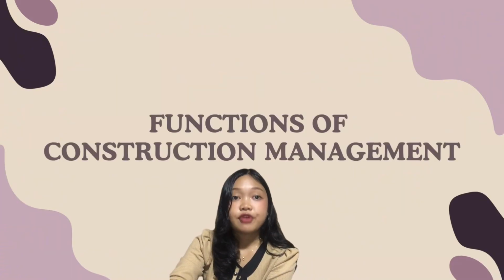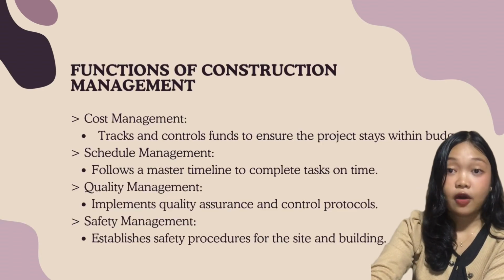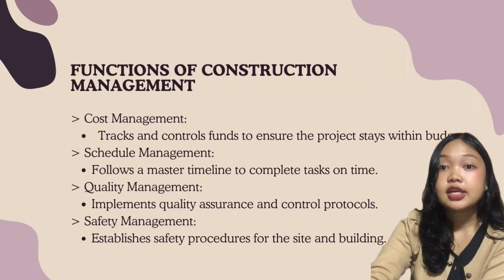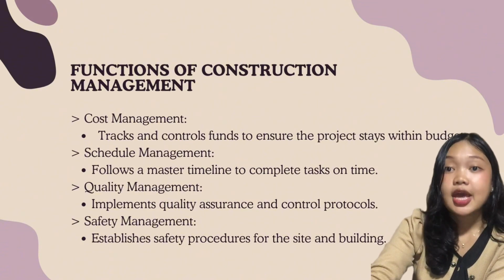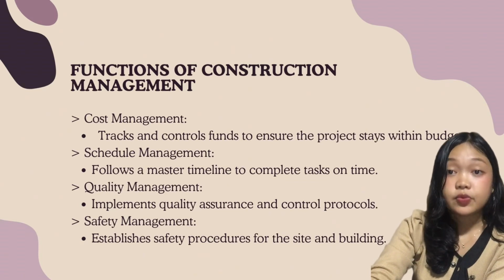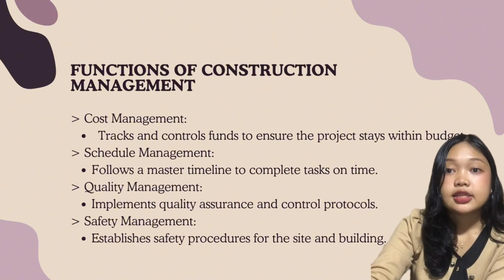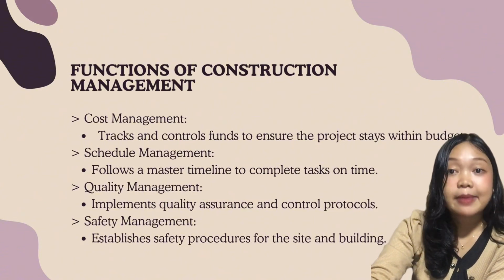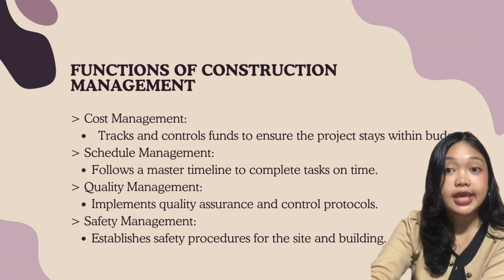So, what are the functions of construction management? Construction management consists of the following functions and tasks to fulfill the objectives and requirements of the construction project. The first one is cost management. It tracks and controls funds throughout the construction process to ensure it stays within the allocated budget. The second one is schedule management. It maps out and consistently follows a master timeline for construction tasks to complete projects on time.